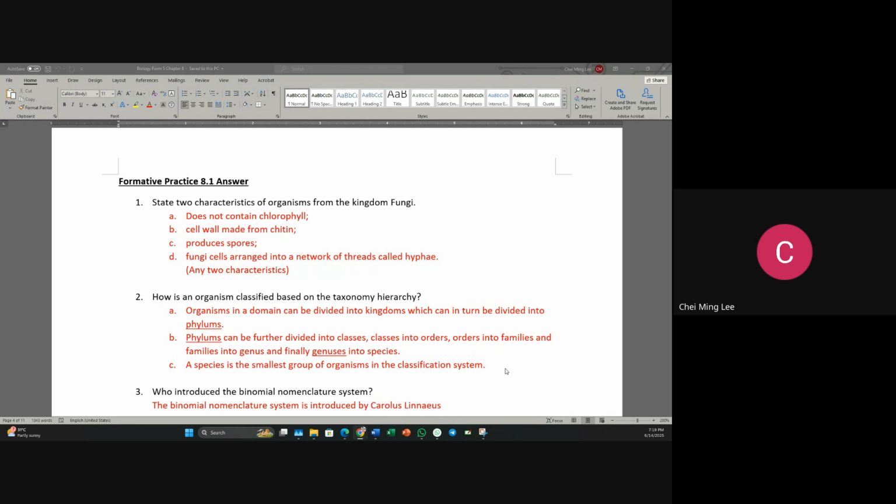So you can say they start with domain. Domain is the largest one. Then you just write down domain, kingdom, and so on, to species. Then species is the smallest group. Then done.